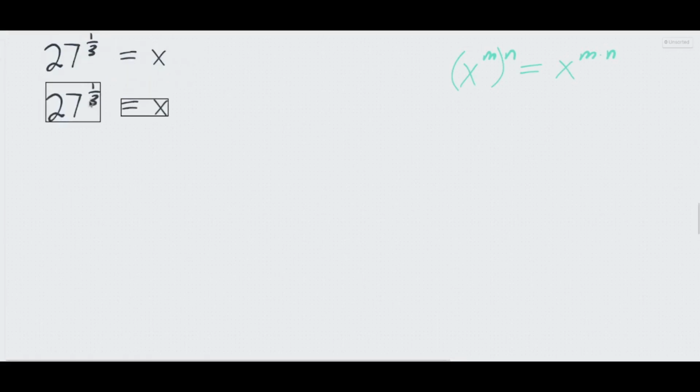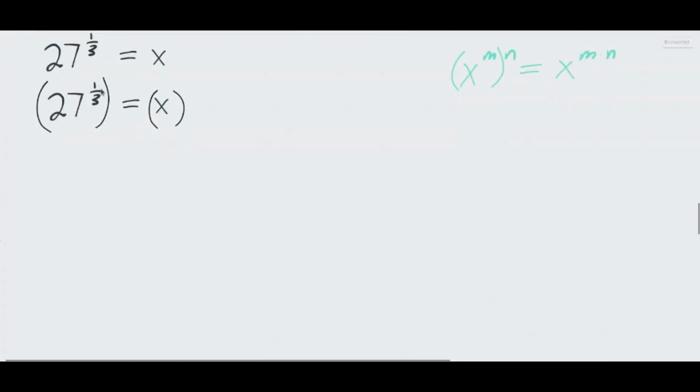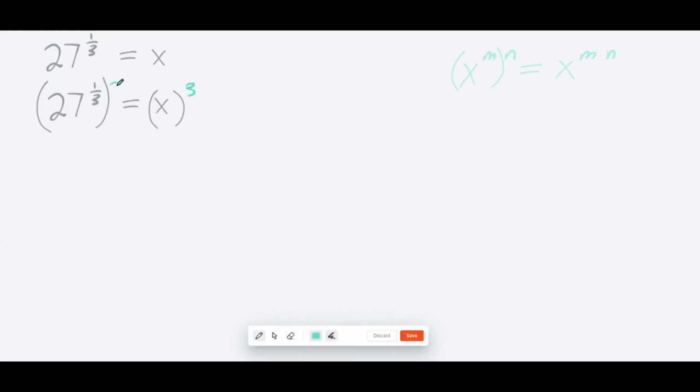So if we raise both sides to a certain power, and again, we want to choose the power so that when we use this property on the right-hand side, we multiply it by 1/3, and we basically want it to equal 1. So the number that we should multiply by in this case is 3. So we're going to raise both sides to the third power.